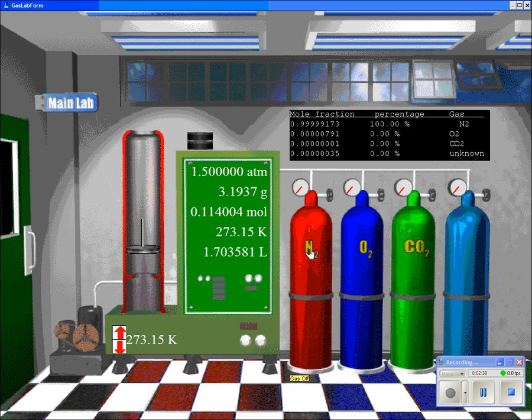So for this one, because we're looking at the relationship of volume and temperature, we're going to change the temperature of our cylinder of gas. So pretend that we've got a little heater or cooler that we can change our temperature with. So we've got everything recorded for scenario 1.